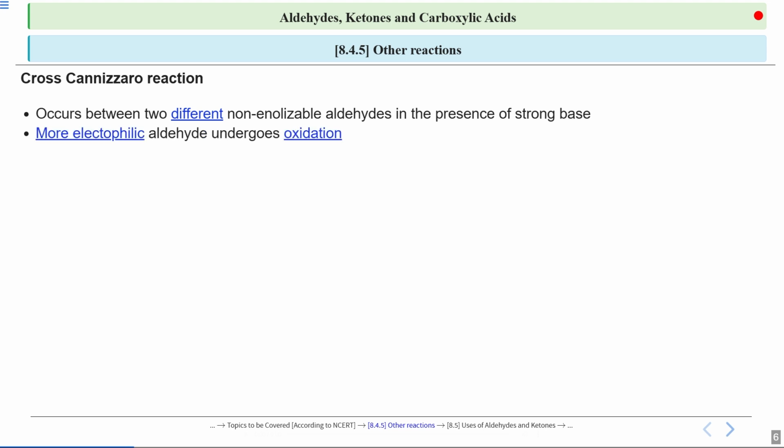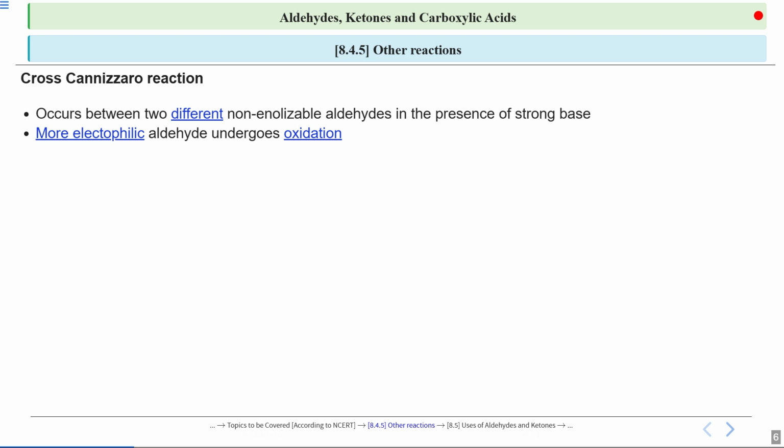So the more electrophilic aldehyde in the reaction undergoes oxidation. Now you have two different aldehydes, so you might get confused about which one will undergo oxidation and which one will undergo reduction. So the more electrophilic aldehyde undergoes oxidation.